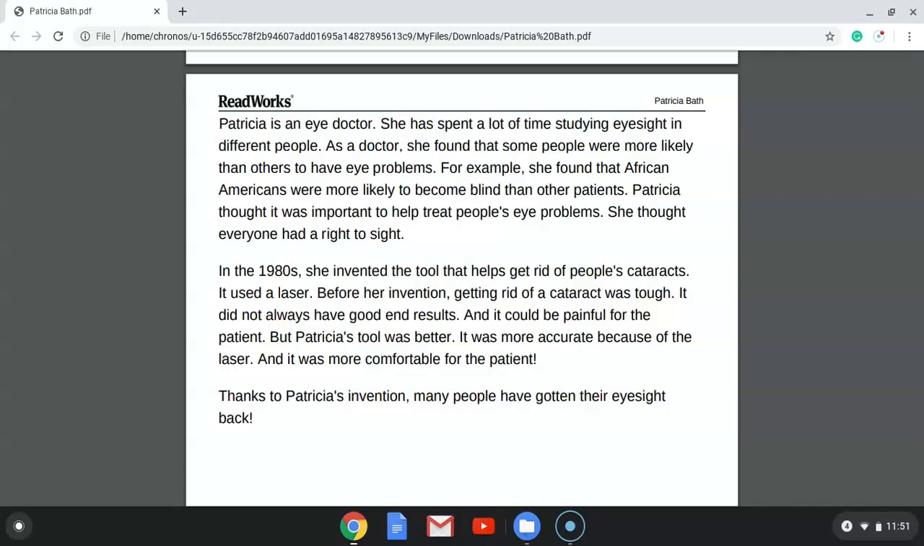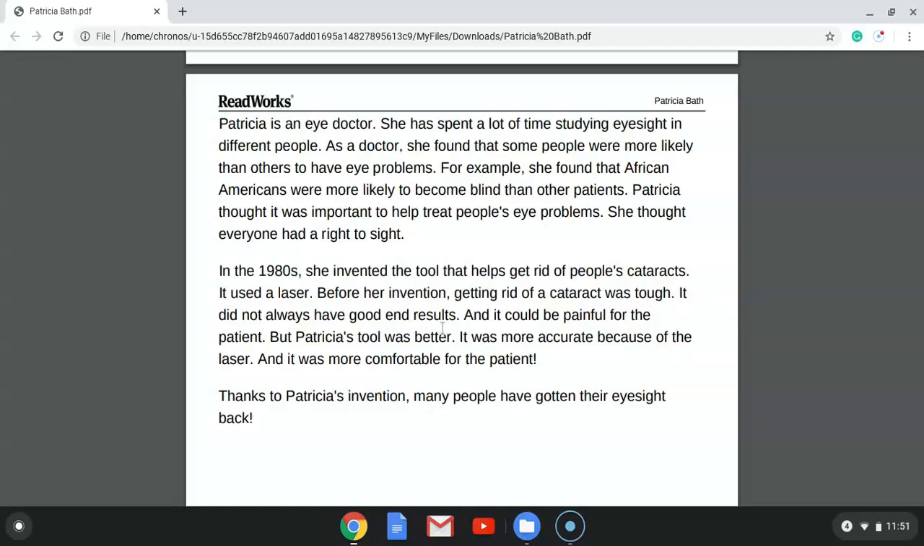If you are demonstrating a thumbs down, you are correct. Although she invented a tool that helps get rid of people's cataracts, it was not in the 2000s. This occurred in the 1980s. So make sure you're paying close attention with those listening ears.